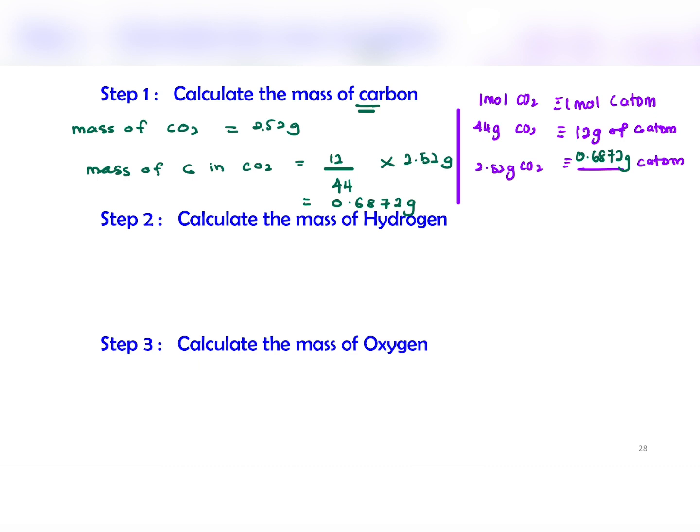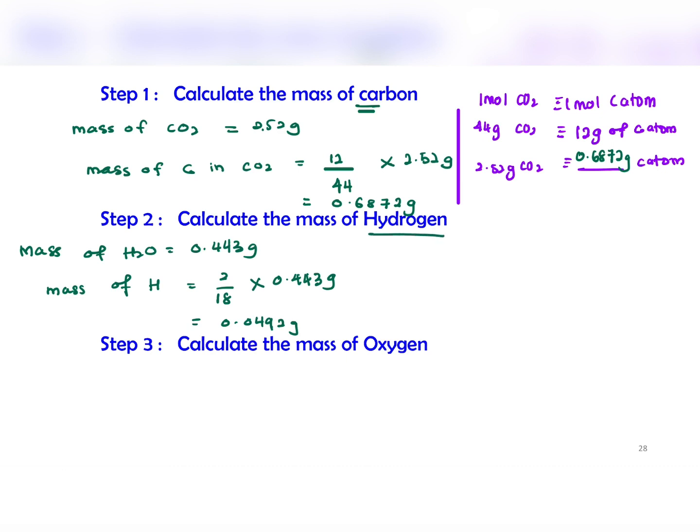Okay, so for the next step, you can use this formula, 2/18. Okay, 2 adalah untuk molar mass untuk hydrogen in H2O, ada 2, so kita darab 2 darab 1 divided by 18. 18 is the total untuk H2O molecule, times daripada total jumlah mass dekat sini, 0.443 the actual mass. So you akan dapat 0.0492 gram untuk hydrogen atom.